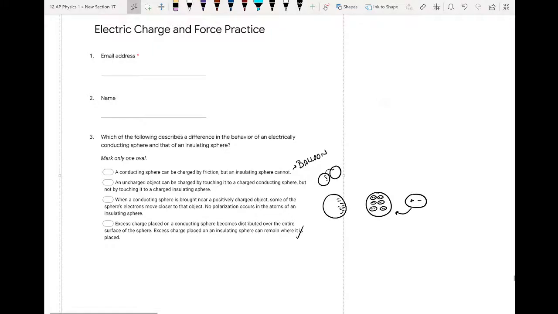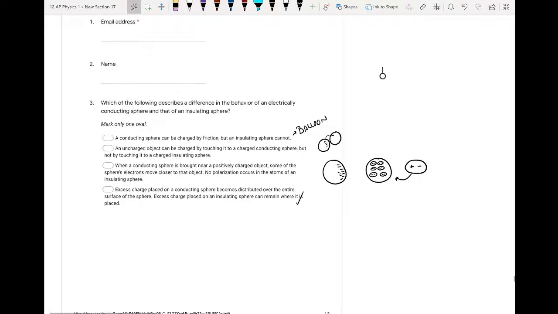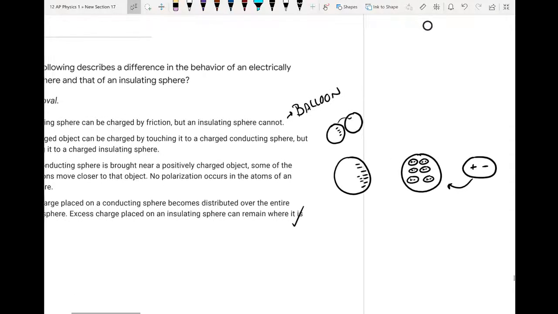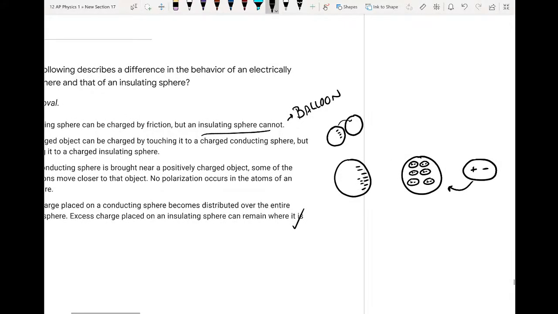Okay, so we're looking at these questions really quick. So the first one, we're saying which of the following describes a difference in the behavior of an electrically conducting sphere and that of an insulating sphere. So if we look at these, just going through process of elimination, a conducting sphere can be charged by friction, but an insulating sphere cannot. Well, we know that that's not true. We know that an insulating sphere can be charged by friction.